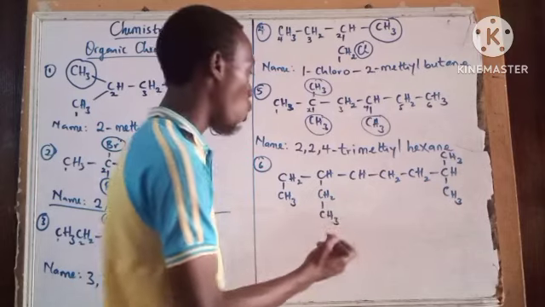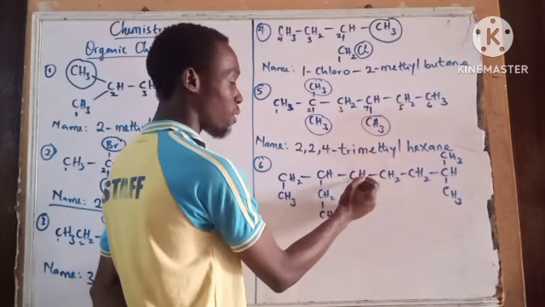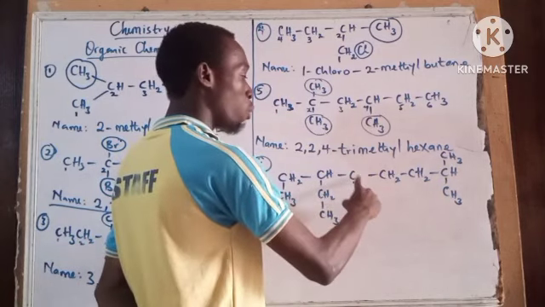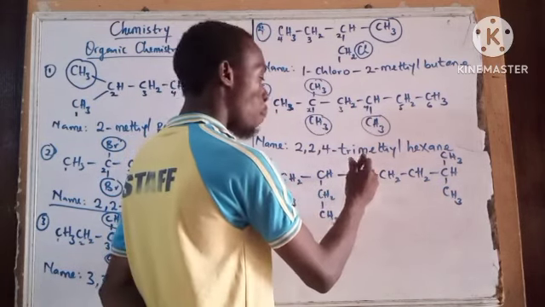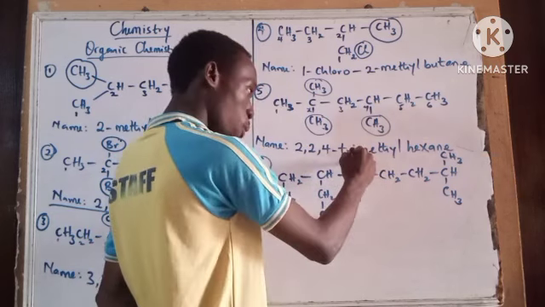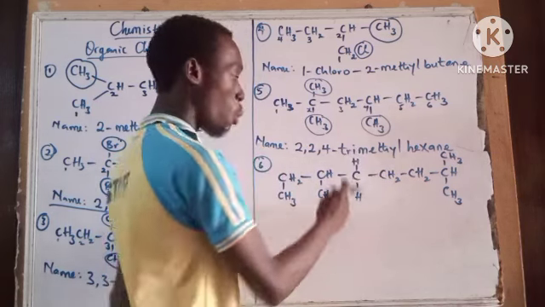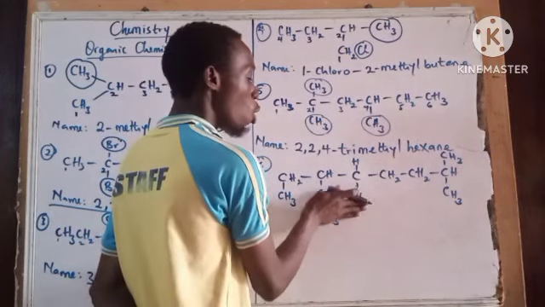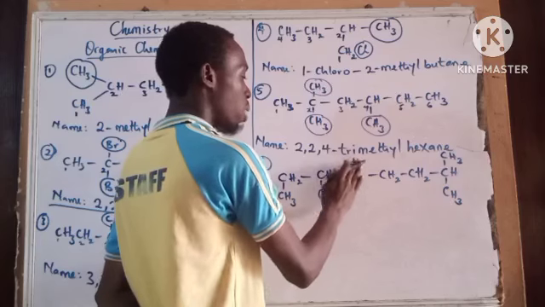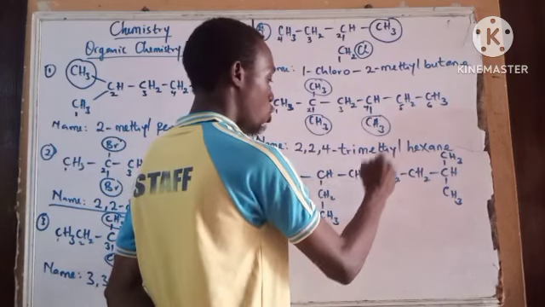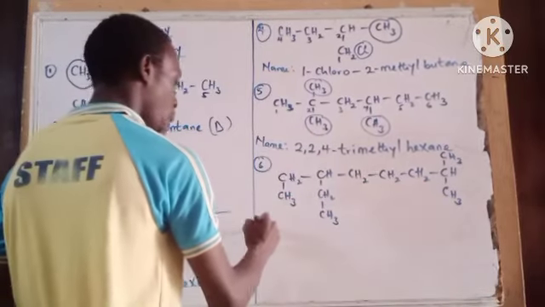And what's the obvious error? The number of bonds of this carbon atom is not complete. Carbon is supposed to have 4 bonds. So here we have just 1 H. There's supposed to be another H up here to make it 1, 2, 3, 4 bonds, all complete. So this one here will be written as CH2.